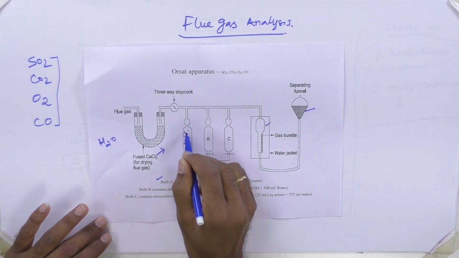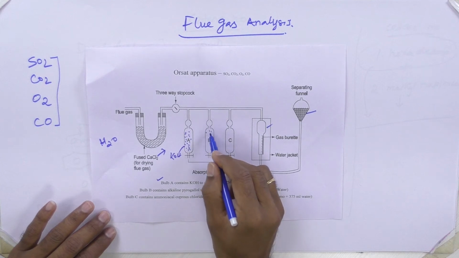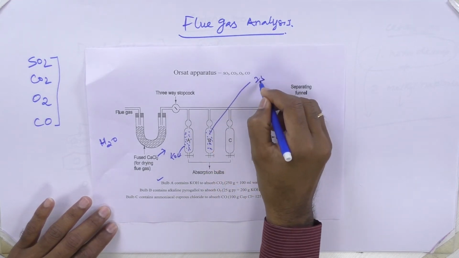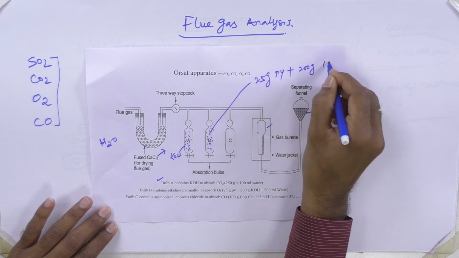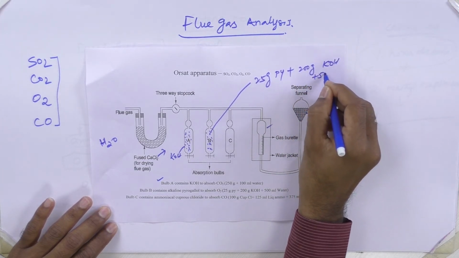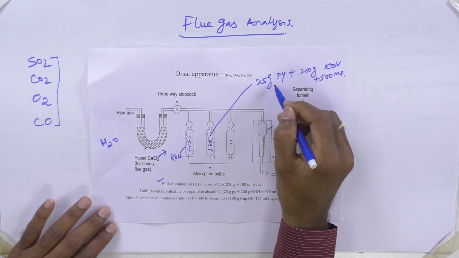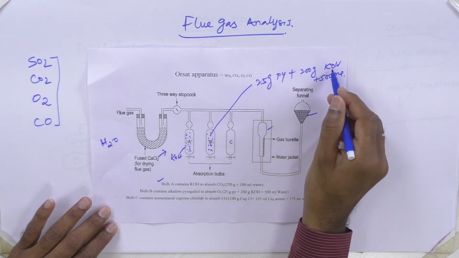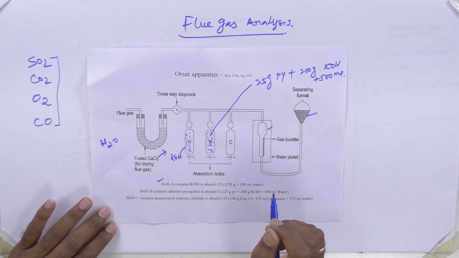Chamber A is filled with concentrated KOH, and bulb B is filled with alkaline pyrogallol. For this we take about 25 grams of pyrogallol plus 200 grams of KOH and about 500 ml of water, and we dissolve these in the water. Such a highly concentrated solution has to be placed in chamber B.